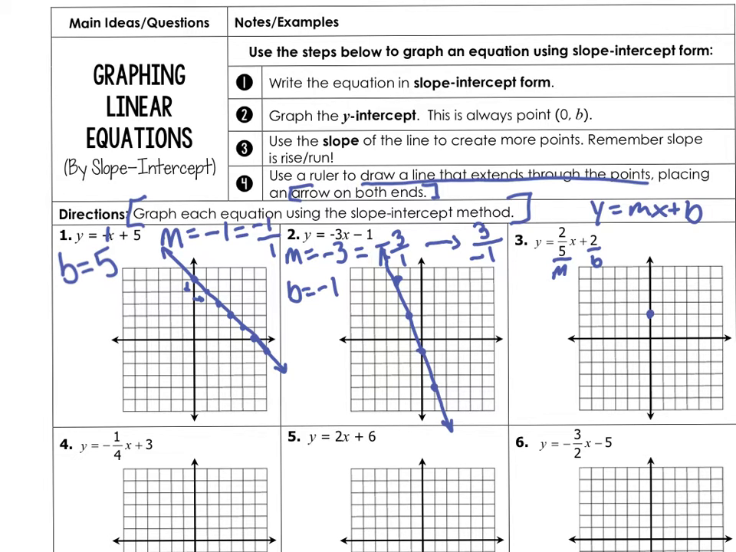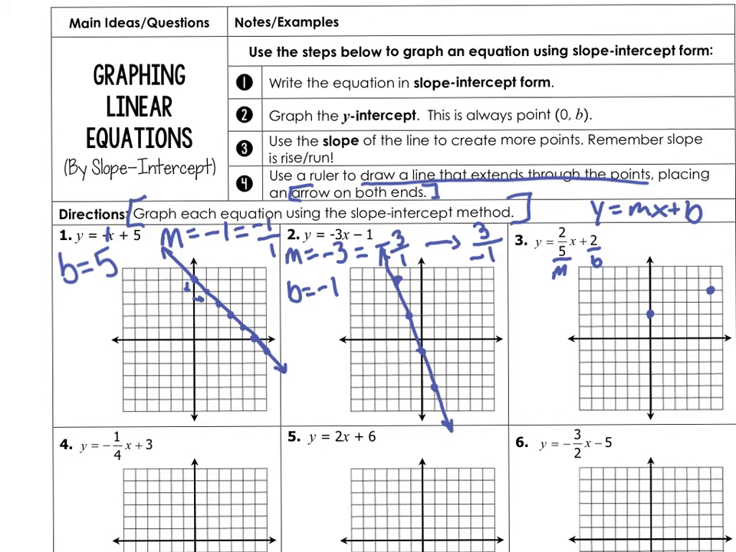Now I need to use the slope to find the next point. 2 is my rise. That means I go up 2. And 5 is the run. That means I go right 5. 1, 2, 3, 4, 5. So there's a point right there. Now again, drawing a line through 2 points with that much graph space is going to be kind of tricky.